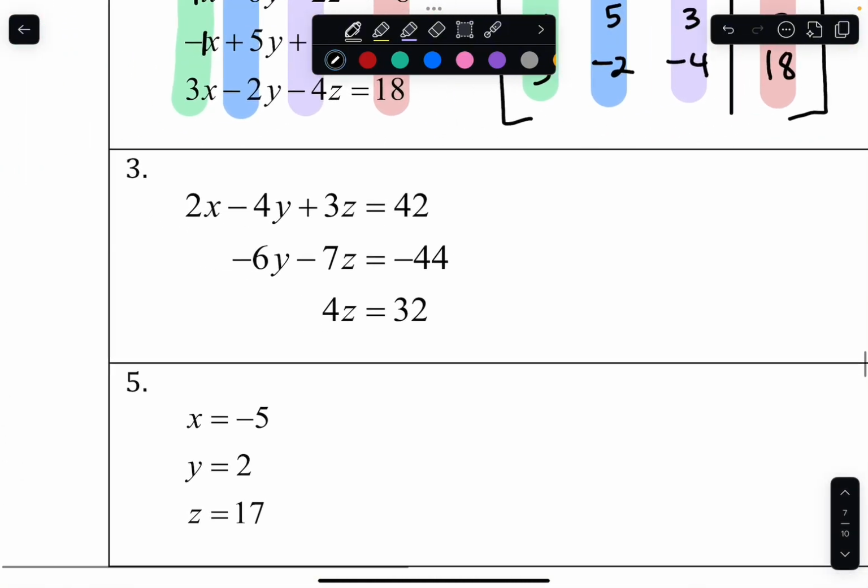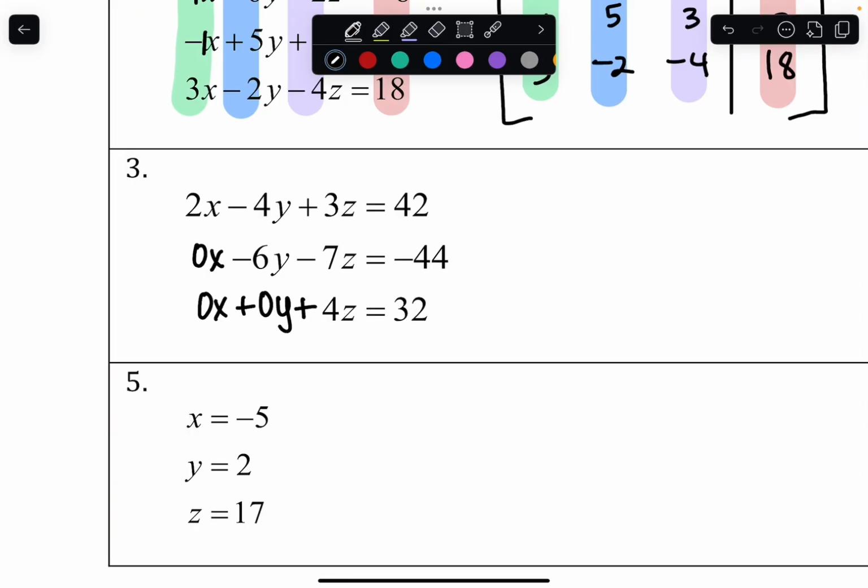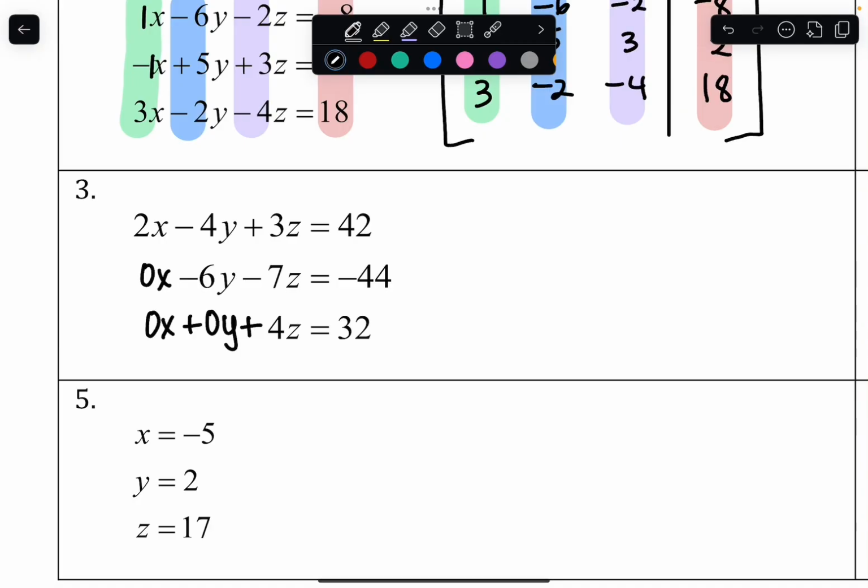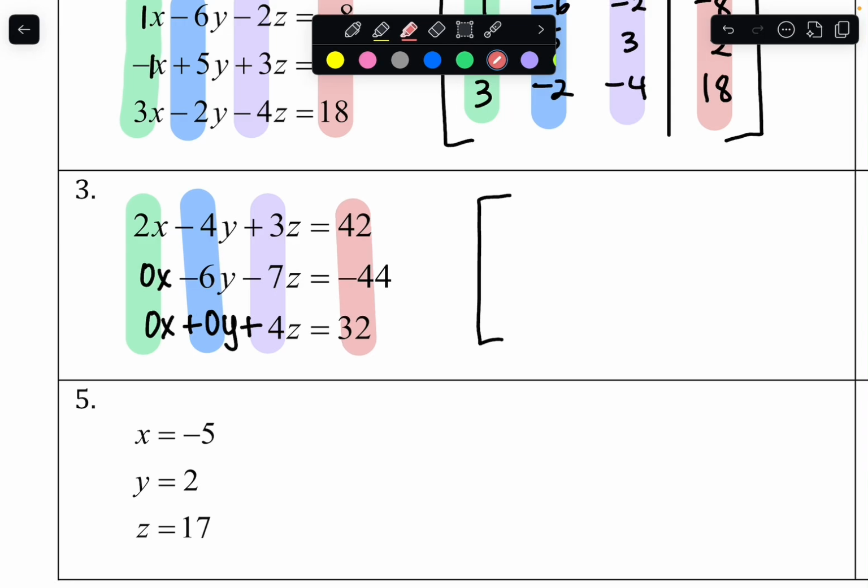Okay, here we have some missing terms. Anytime you're missing a term, that means the coefficient was 0. And so if you want to fill in your missing terms with zeros, that'll help you fill in your matrix. You're not allowed to have any blank spaces in your matrix. Okay, and so for my X column, I have 2, 0, 0. For my Y column, I have -4, -6, 0. And then for my Z column, I have 3, -7, 4. And then for the constants, I have 42, -44, and 32.